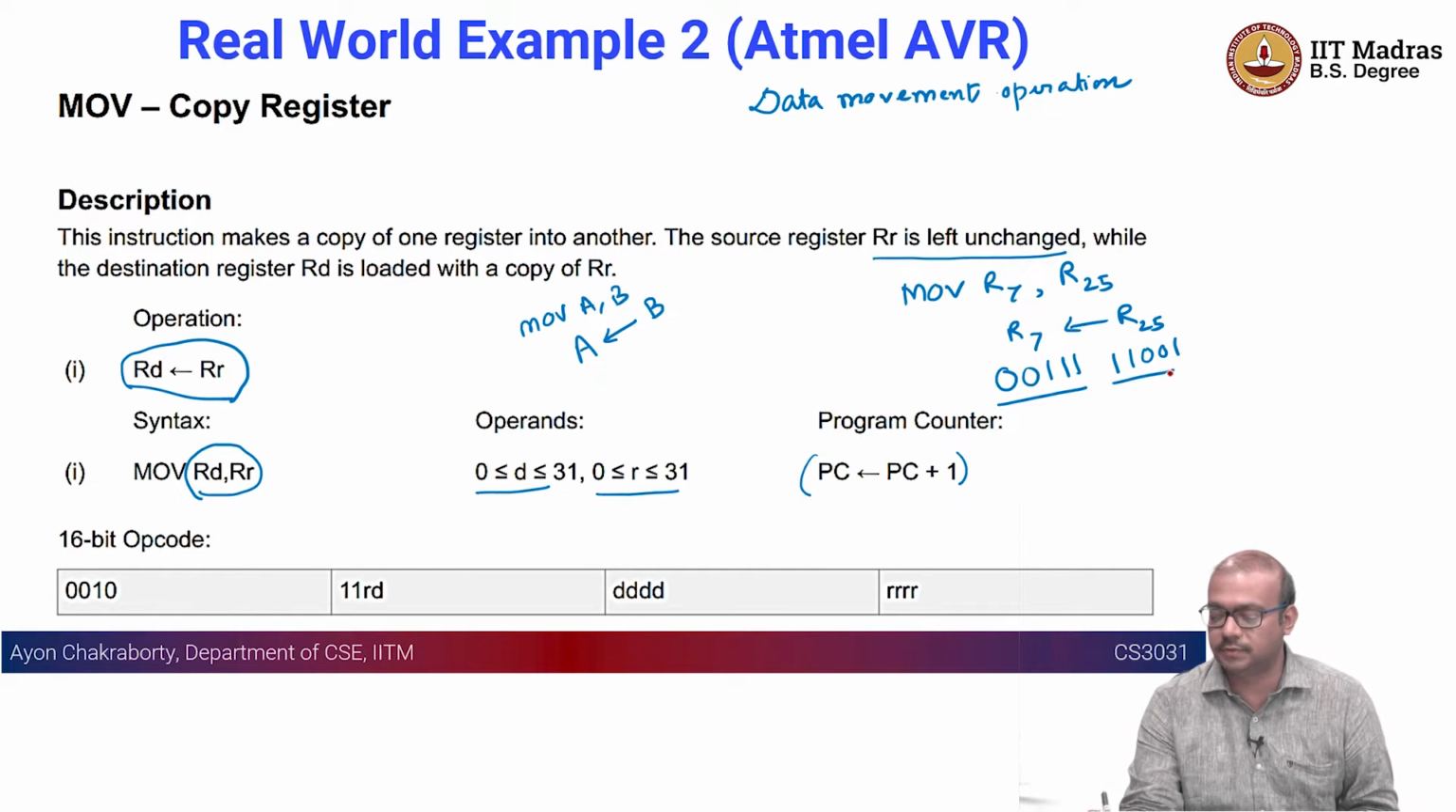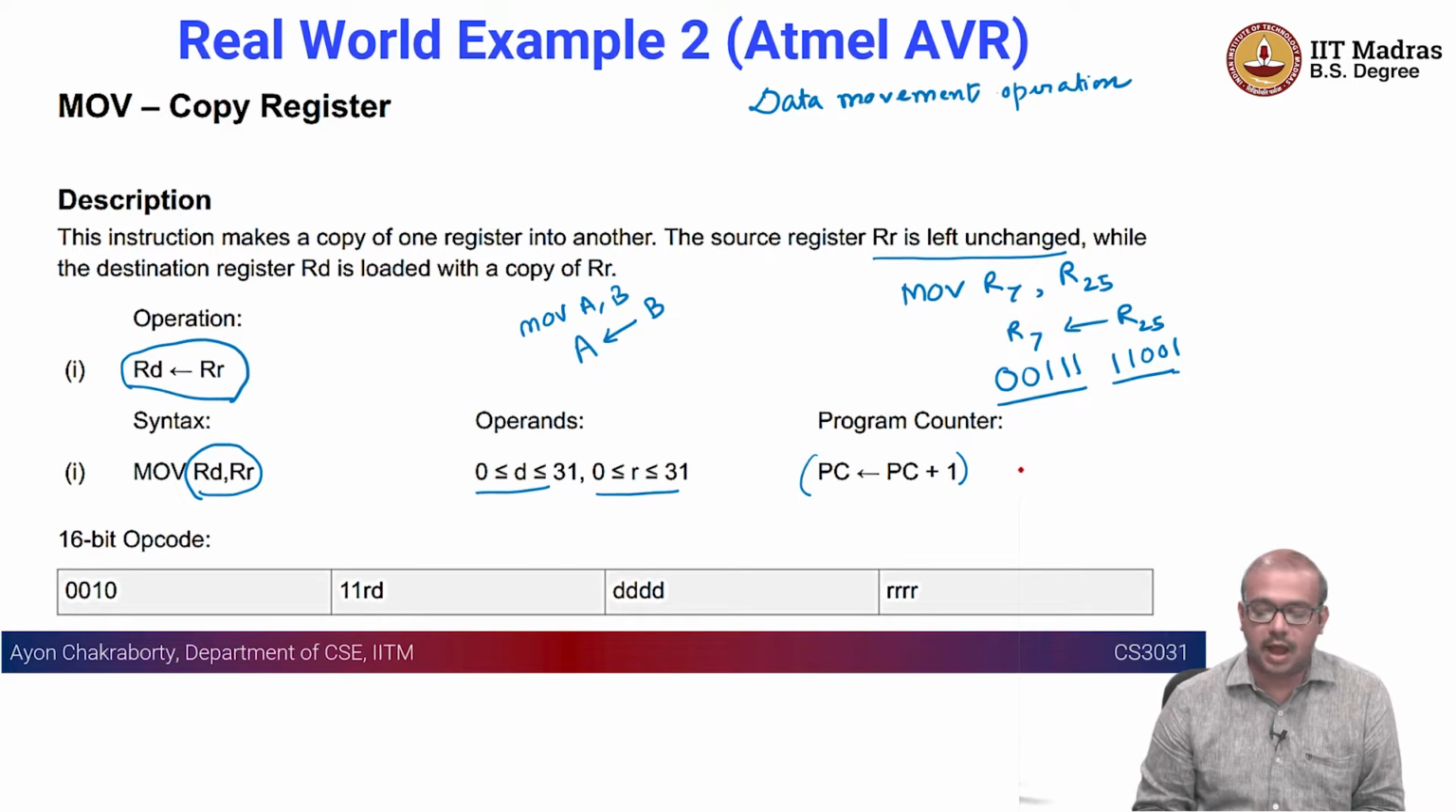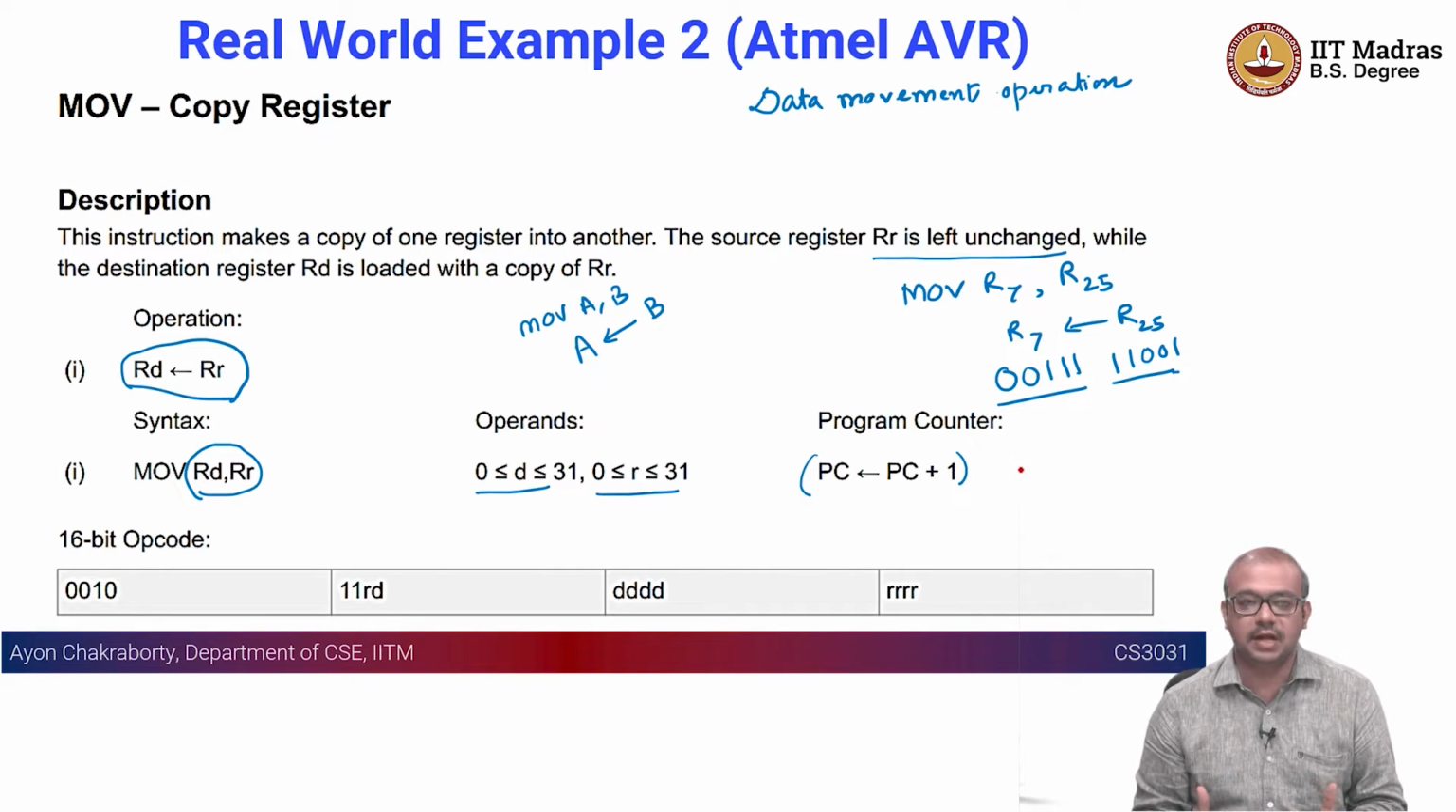So this is 25. Now look at the weird way in which these bits are distributed in the opcode. And you can't really do anything about it. That is how the underlying implementation may be efficiently done, right?